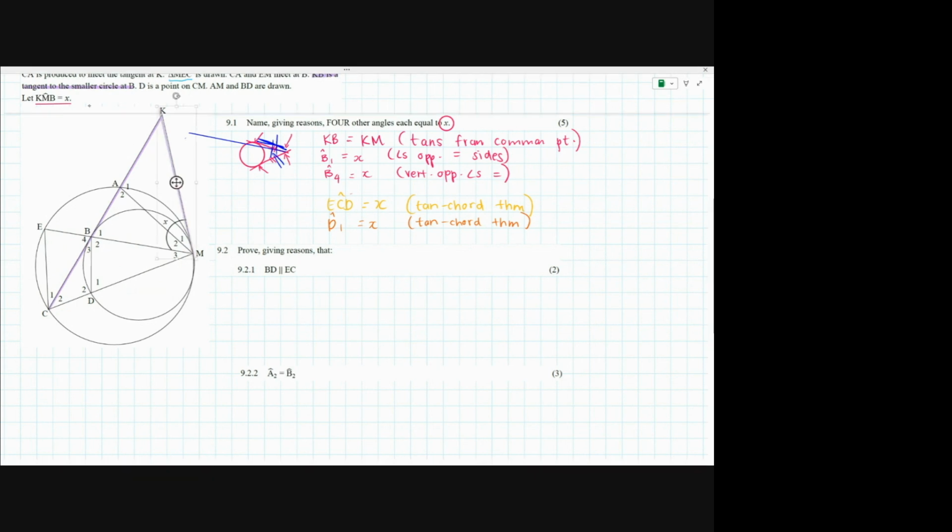Okay, Kirsten, I did see your question. I'm going to get to you now. I'm just going to fill in all of our X's that we have, just in case that's helpful for us. So B1's X, D1's X, this entire angle here is X, and this angle is X. So we've got our 4 angles that are equal to X.